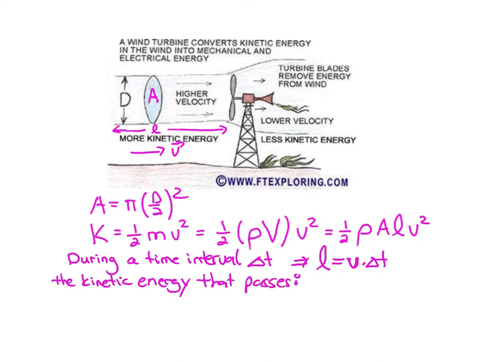is what? It's 1/2 rho times A. And for L, I'm going to plug in this v times delta t. And then we have a v squared here. I'm just plugging in to this formula here and substituting this quantity L here. Okay, so I can write the amount of kinetic energy that passes the wind turbine during a time delta t as just 1/2 rho times A, and there's a v times a v squared, so that gives a v cubed times delta t.